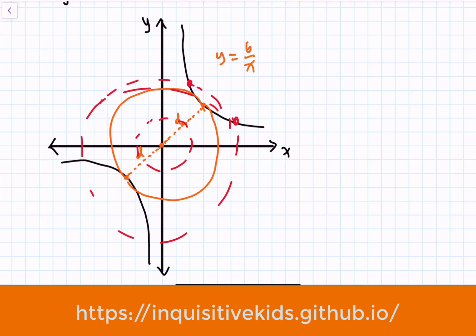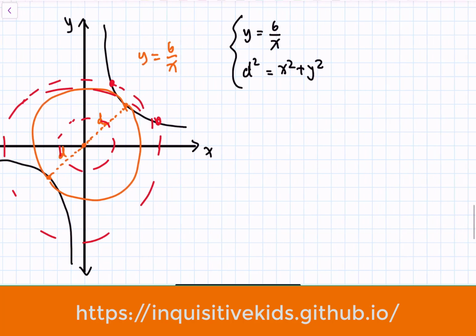So how we can do this is you can write out a system of equations. One equation is y is equal to 6 over x. Another equation is the equation of a circle. That is the radius squared, in this case d squared, is equal to x squared plus y squared, the two coordinates squared. We can turn this into d squared is equal to x squared plus 36 over x squared. We did this by turning this y into 6 over x.